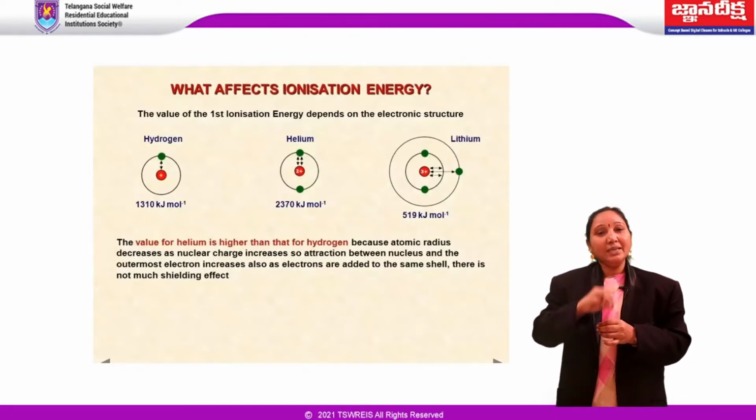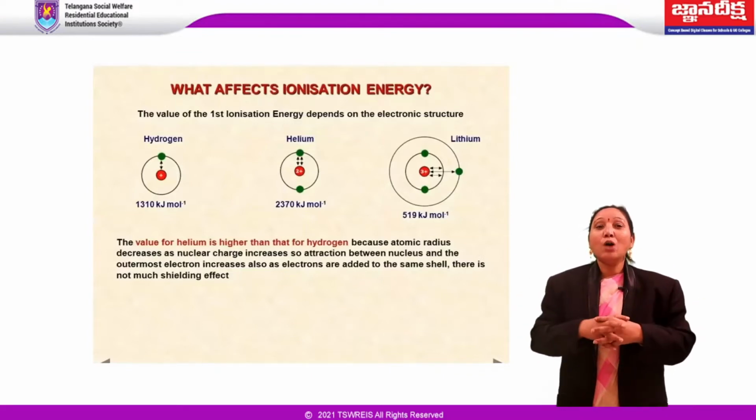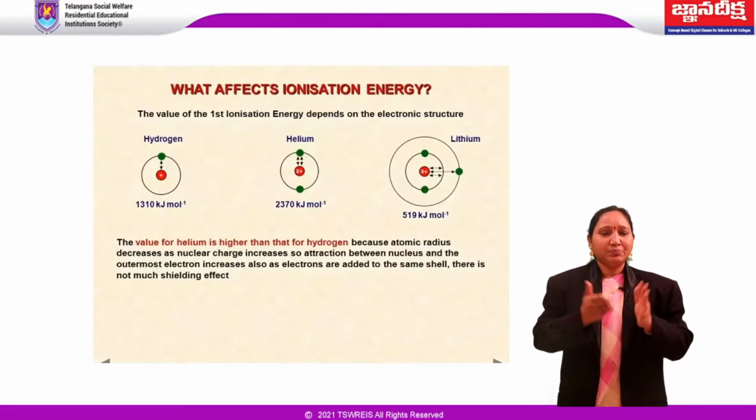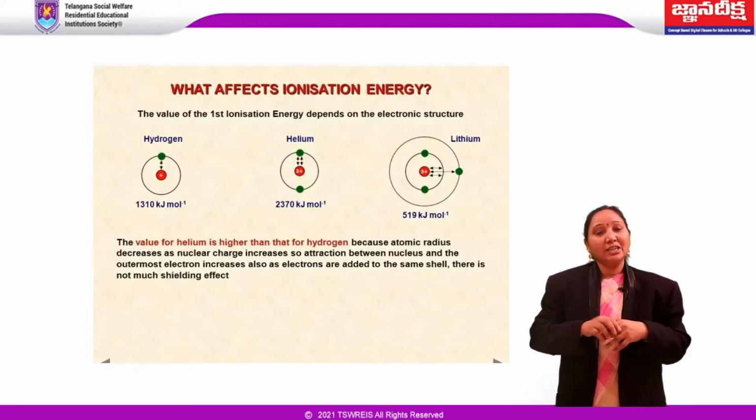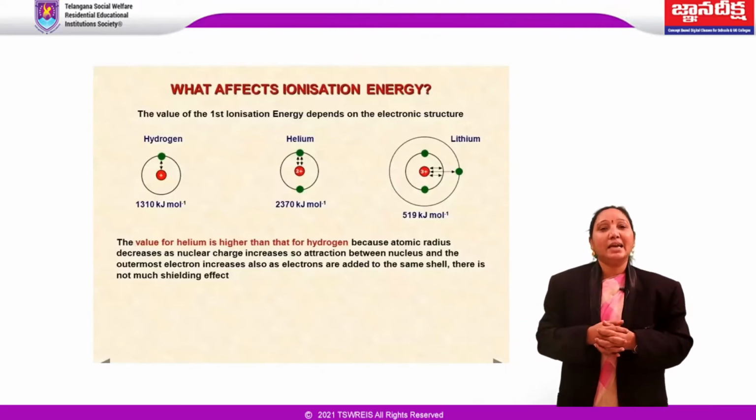When you move from helium to lithium, the electron is entering the outer shell, that is a new shell. Therefore, the distance between the electron and the nucleus is increasing. Therefore, it requires less energy when compared to hydrogen and helium to remove the electron. Here the energy is equal to 519 kilojoules per mole. That means helium has the highest ionization energy.